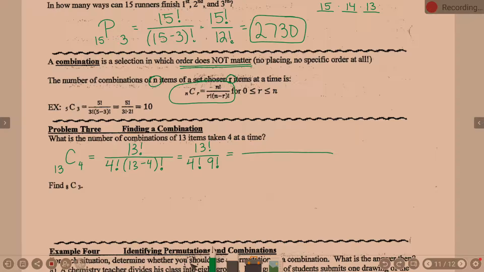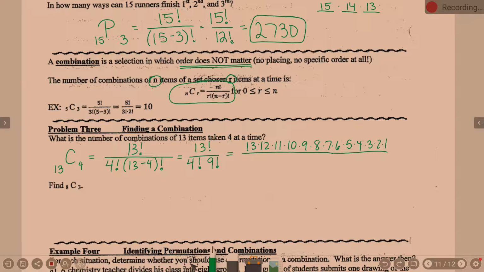I know it sounds crazy for me to say because we're going to get big answers here. But think about doing this by hand. 13 factorial. What does 13 factorial mean? I ended up writing it. I wasn't going to write that all the way out, but 13 factorial means 13 times 12 times 11 times 10 all the way down to 1, yes?